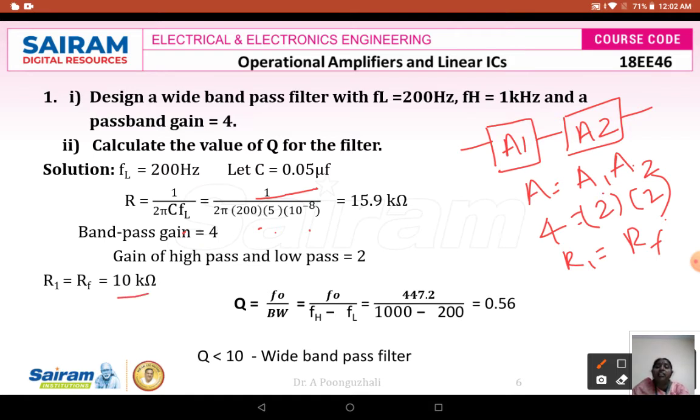Next, they have asked you to calculate the Q of the filter. Q is nothing but F0 by bandwidth. Bandwidth is nothing but FH minus FL. So what is FH given in your problem? 1000 Hz, and FL is 200.